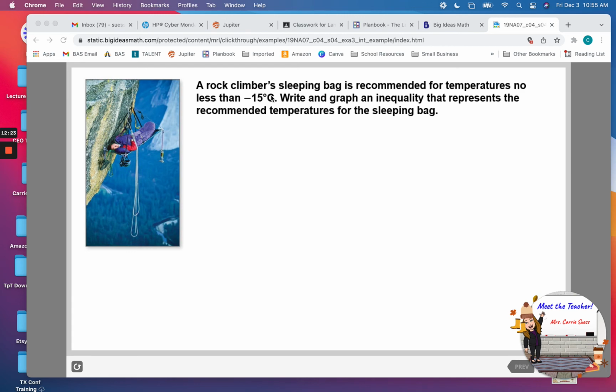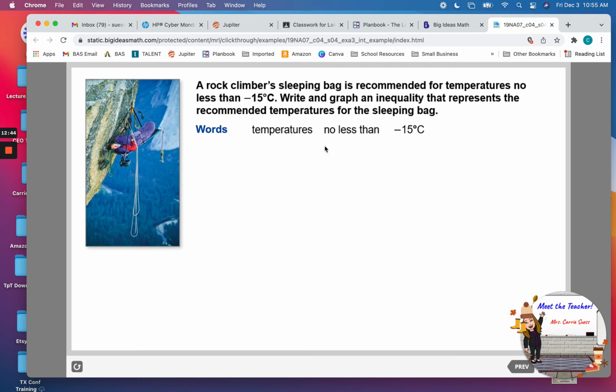A rock climber's sleeping bag is recommended for temperatures no less than negative 15 degrees Celsius. Write and graph an inequality that represents the recommended temperatures for the sleeping bag. So let's write our inequality first.